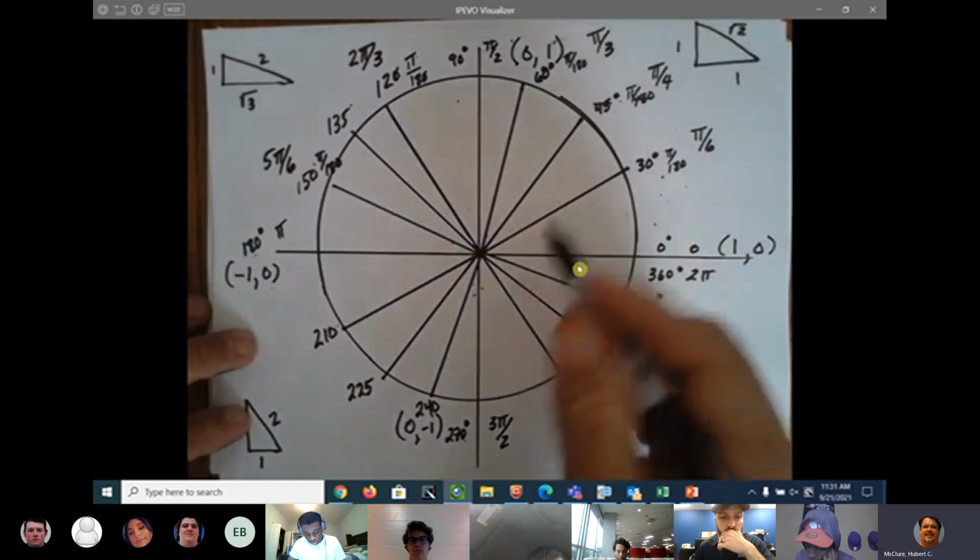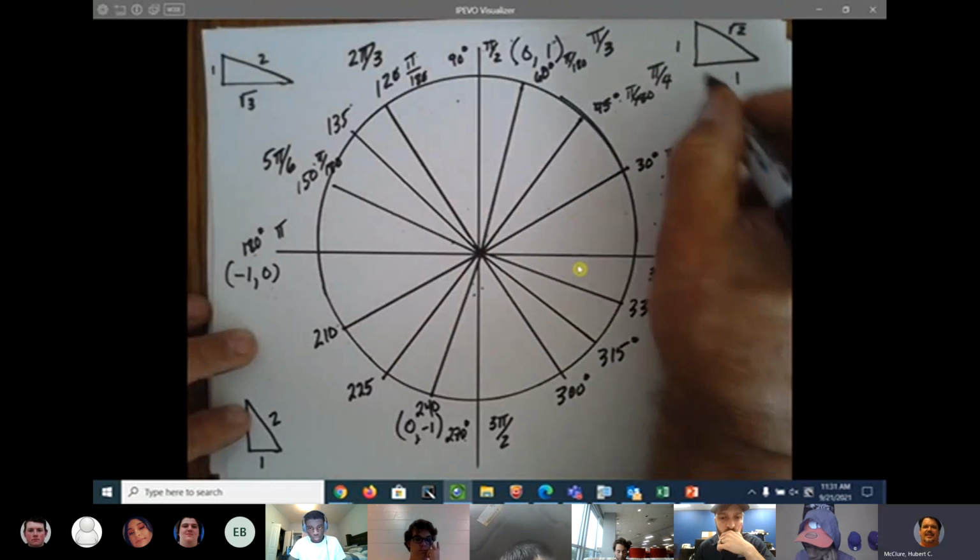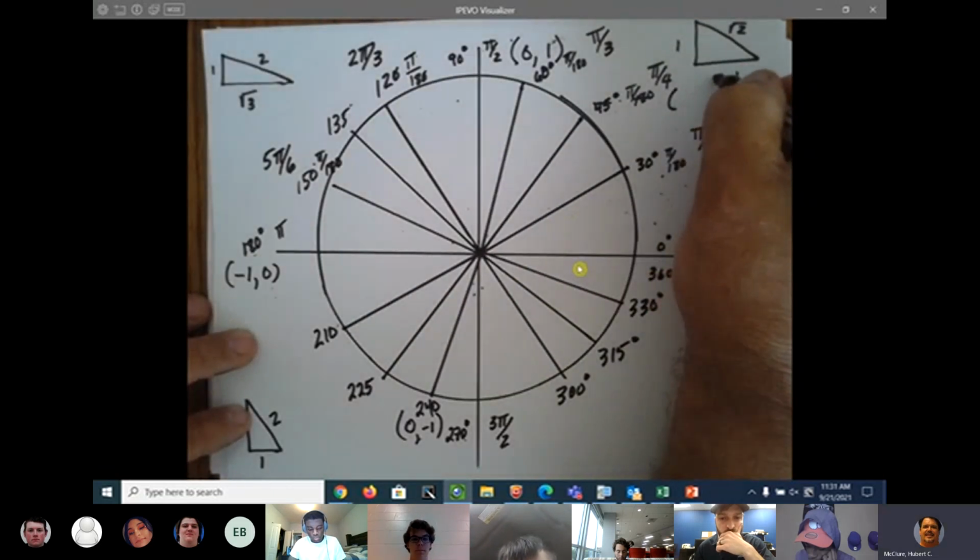Let's go ahead and do a couple of the cosine and the sines. Let's do these first quadrant since I'm running out of room.